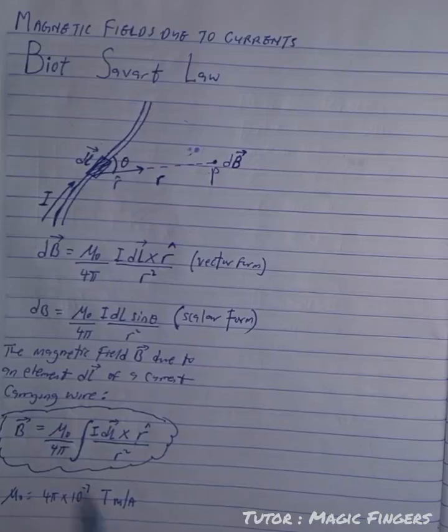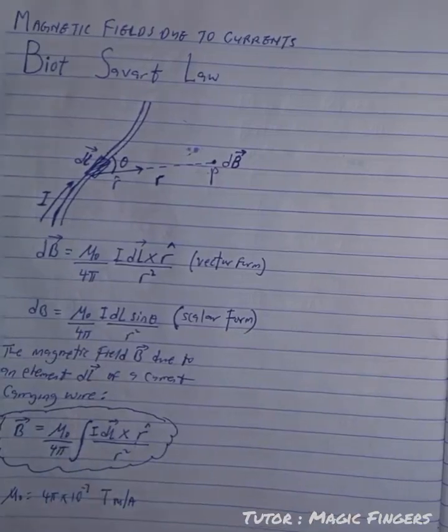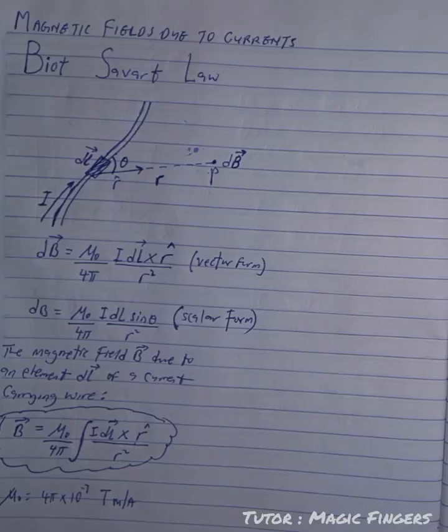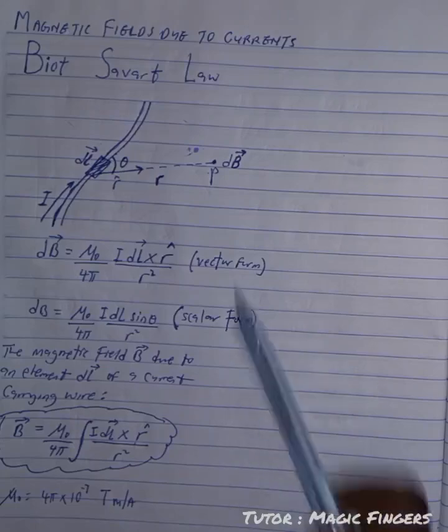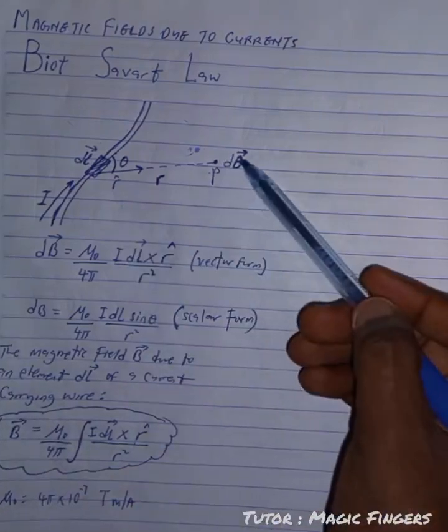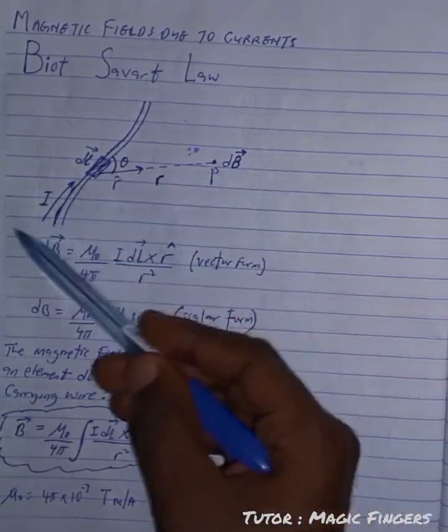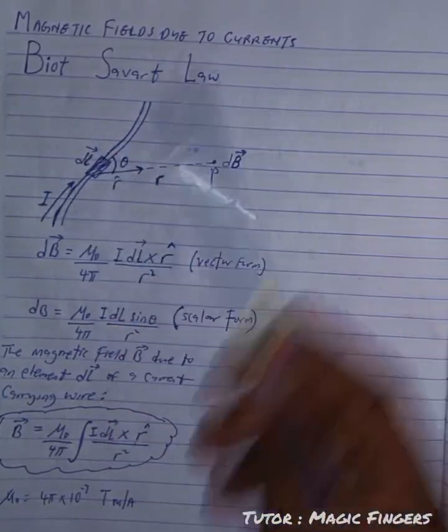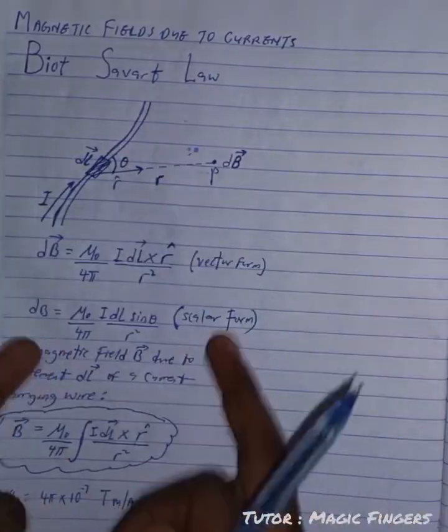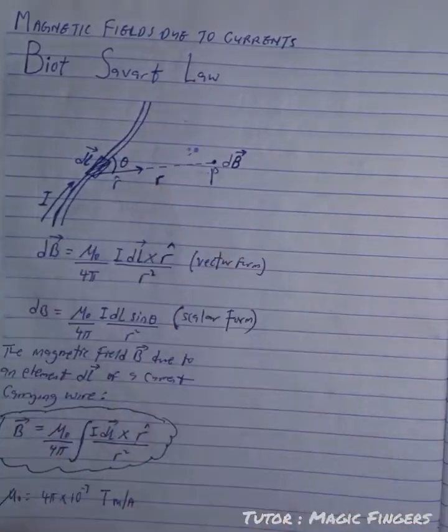Now, if I want to get the total magnetic field, I integrate both sides, and I'm going to get this equation. And my mu naught is equal to 4 pi times 10 raised to the power minus 7. Now, remember, I told us that if you want to get the intensity of this magnetic field as a result of current flowing through this wire, we make use of the Biot-Savart Law. And this is the formula to get the intensity of the magnetic field.